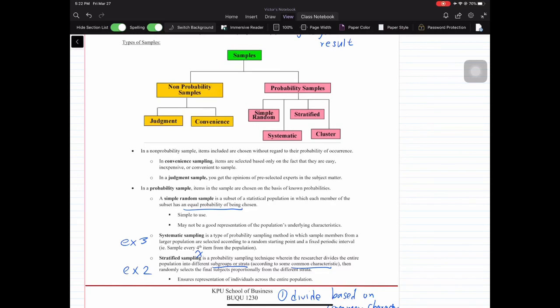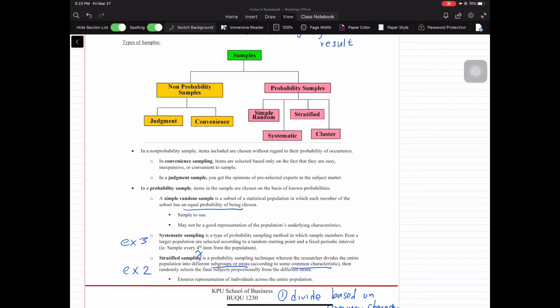Once we understand the different types of data that we have, then we need to know about the different types of sampling method that we can use. So there are two groups, non-probability samples and probability samples. For non-probability samples, we have judgment and convenience.